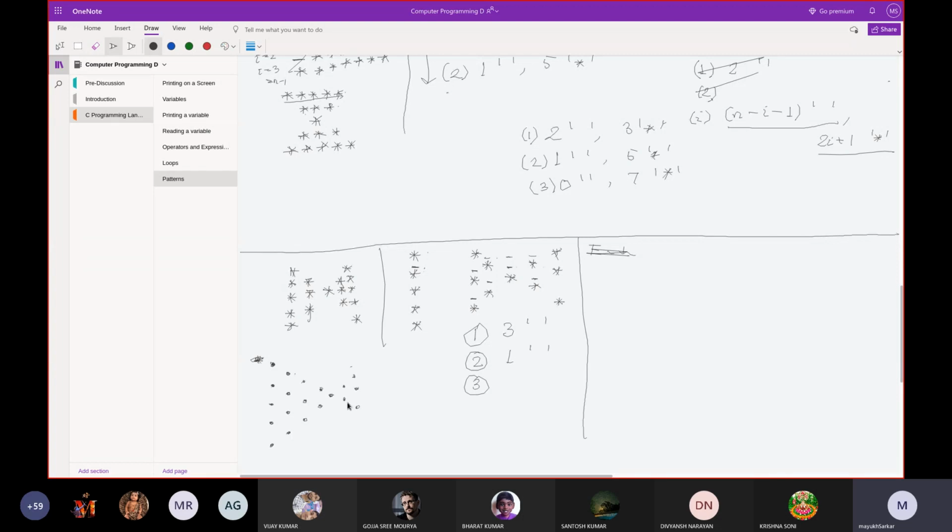Am I drawing at the correct location? This will be the same row. Okay, this will be the same row. Now here, this is here, this one is here, and this one is here.